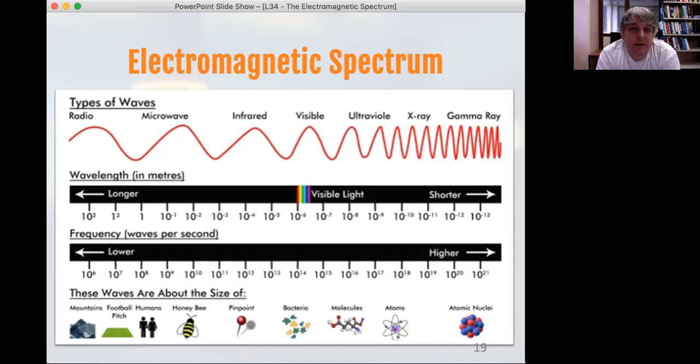As we get more energetic into X-rays, we're getting down to the size of atoms, and as we're getting right into gamma rays, the most energetic, the shortest wavelengths, the highest frequencies, we're right down at the size of atomic nuclei. The gamma rays are coming out of the nucleus, so it makes sense that their wavelengths are going to be the size of the nuclei.